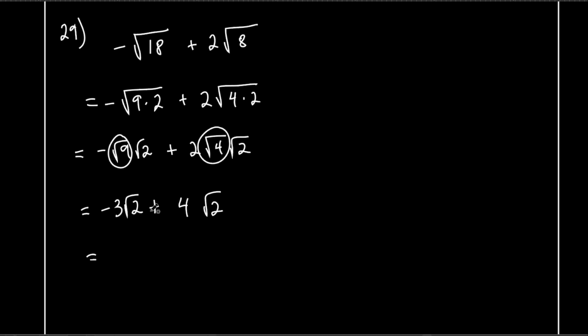So negative 3 square root of 2 plus 4 square root of 2 gives you what? 1. No, it's negative 3. 1 square root of 2, right? Negative 3 plus 4 is 1, correct? Yeah. So it's 1 square root of 2, or you can just leave it the square root of 2. And that should be your answer.